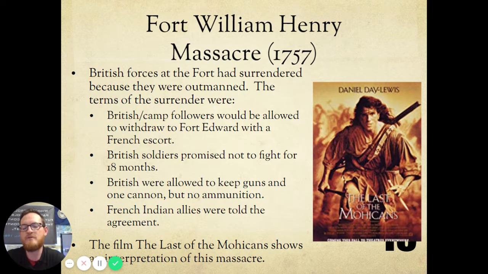Basically, once the British troops get outside of there, the natives or the Indians would come around and kill many of them. And this is probably the most infamous incident to happen during the French and Indian War towards the British and the colonists during this time. But again, if you ever see the movie The Last of the Mohicans, they portray this event happening during the war.